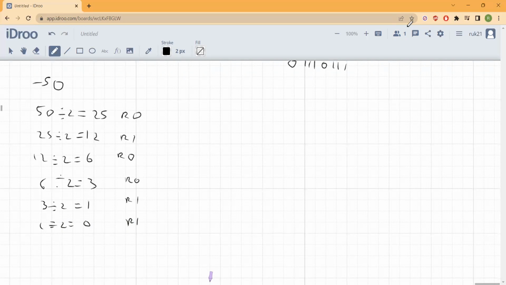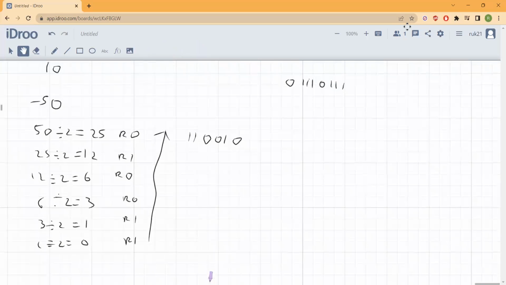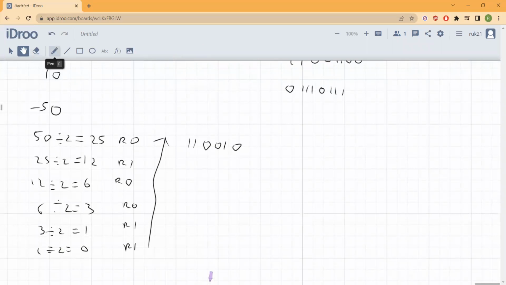And so 50 in binary, you're going to read this way up. So 50 in binary is actually equal to 110010. Okay? And now, because this is 8-bit binary, we want to make sure that what we have over here is 8 bits. So we're going to count: 1, 2, 3, 4, 5, 6. So here we have 6 bits.